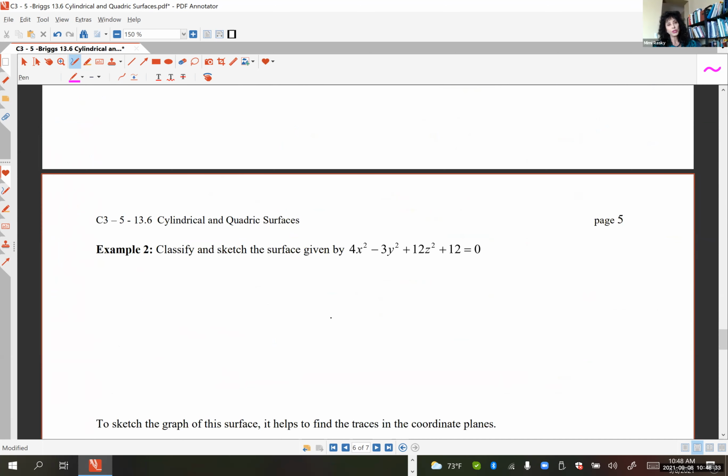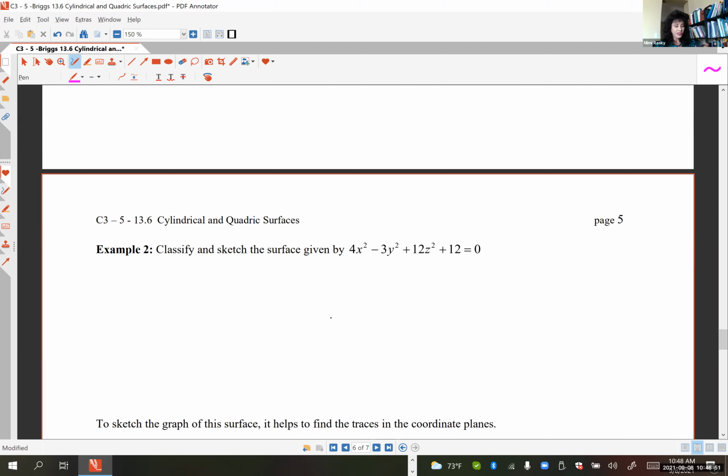Now, certainly you could go into GeoGebra and pound this out and have it just sketch it for you. Of course, that's an easy way. But let's say you had to do it without your GeoGebra and let's answer some questions about what the traces would be. The traces would be the intersection curves with the coordinate planes.